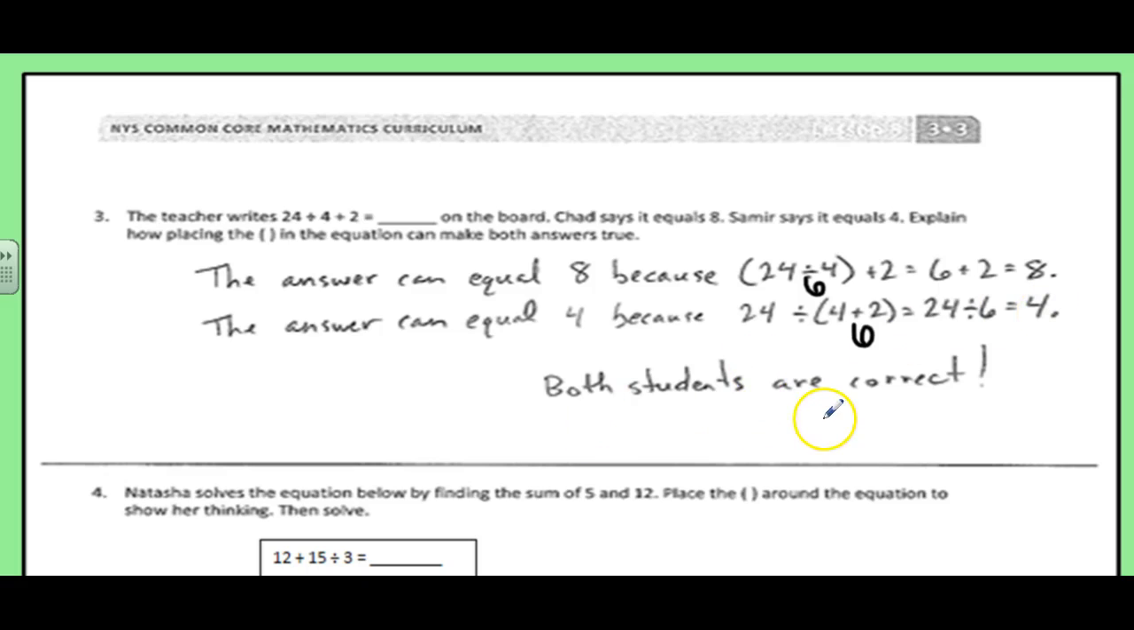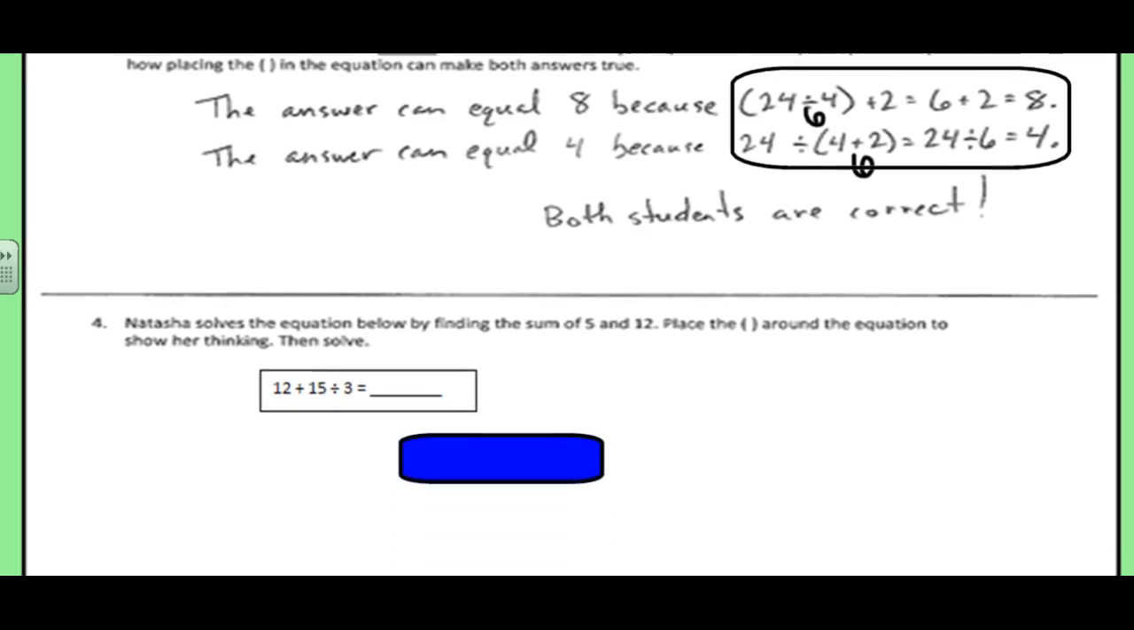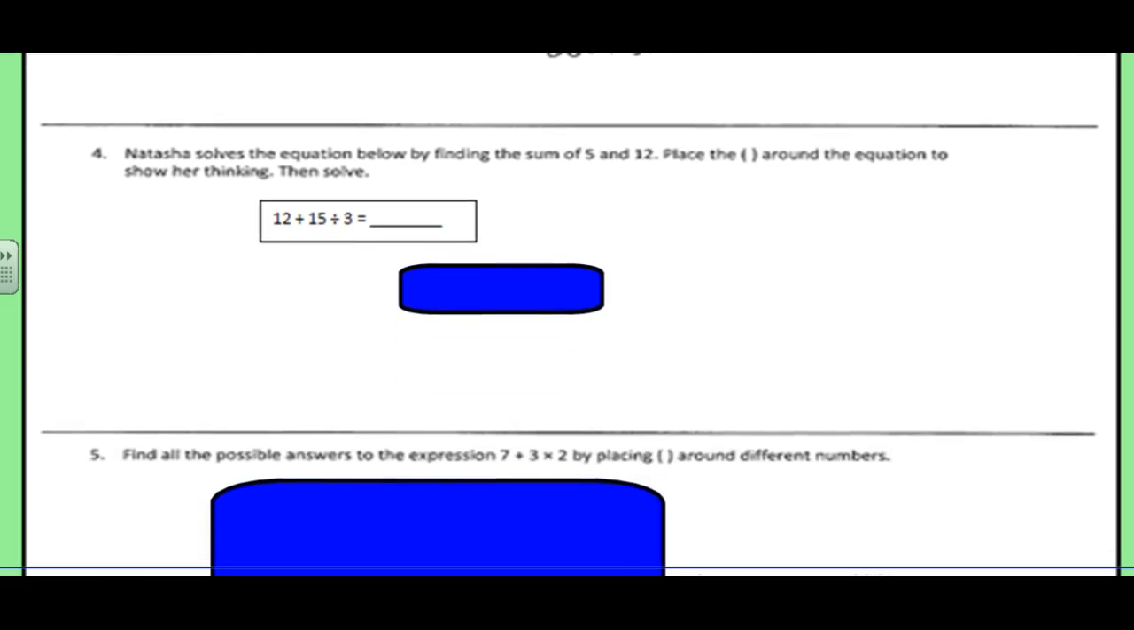So it didn't really ask you if both students were correct, but in this case you can work this out and get 8 and get 4. But the main thing I wanted to see on your paper were the equations, letting me know that you could get 8 and you could get 4. It didn't have to look exactly like how I put it on here, as long as you had the equations. So I want you to move down to number 4.